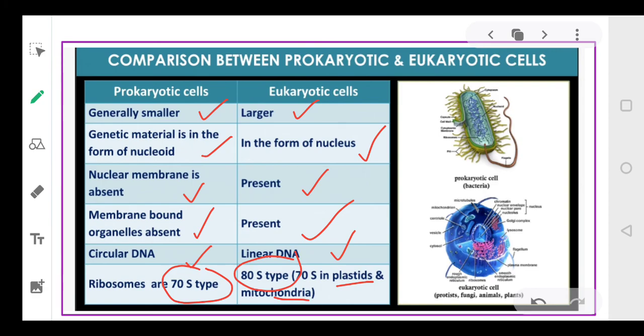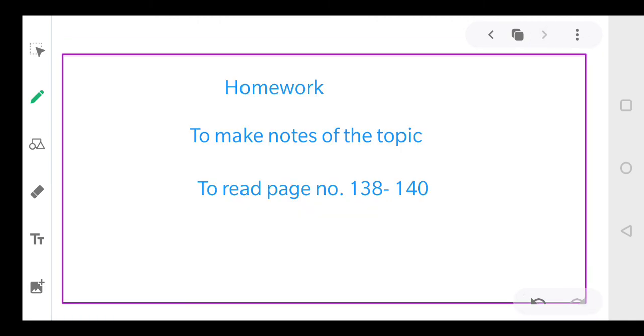So I hope dear students, you've understood all the concepts of this chapter, because with this topic we have finished the chapter also. So if there is any doubt, you can ask me.